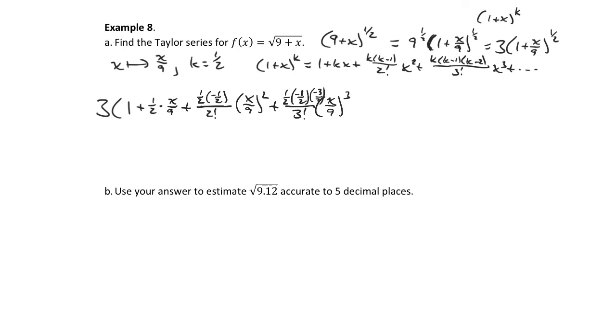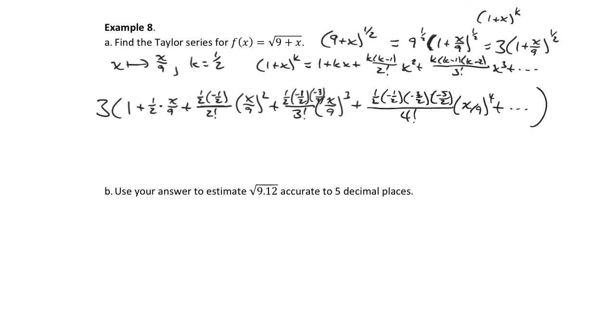Since that was so sloppy, we'll give you one more. So then it'd be plus 1/2 times negative 1/2 times negative 3/2 times negative 5/2 over 4 factorial times x over 9 to the 4th, and so on. I'm going to close the parenthesis because remember we have that 3 out in front.